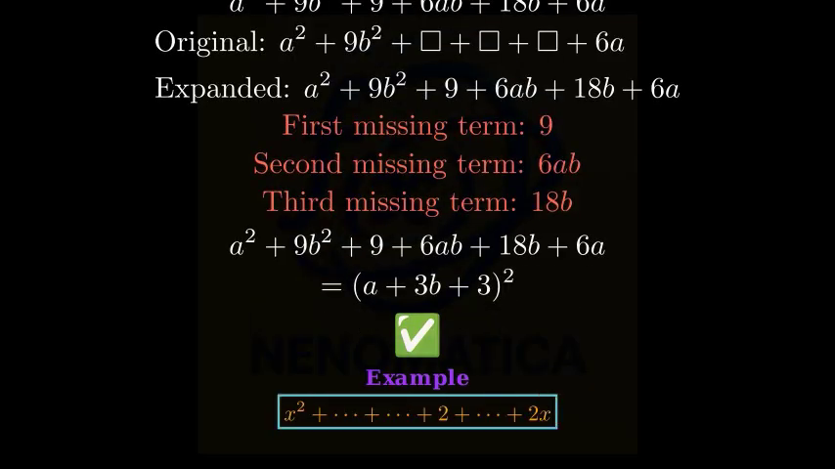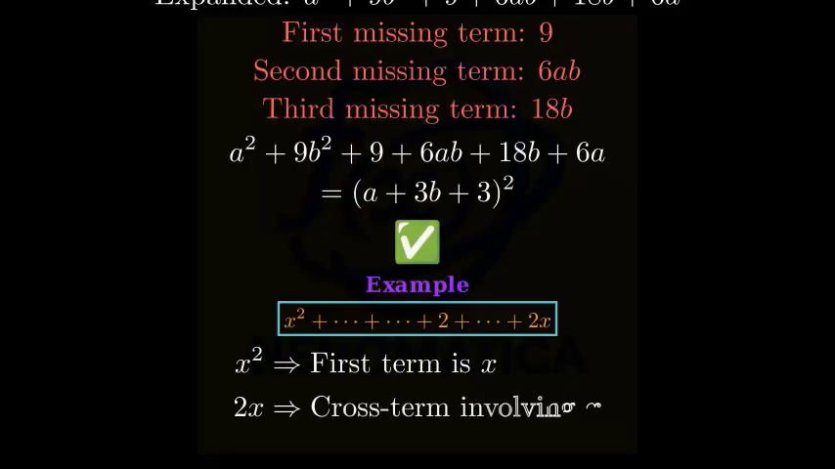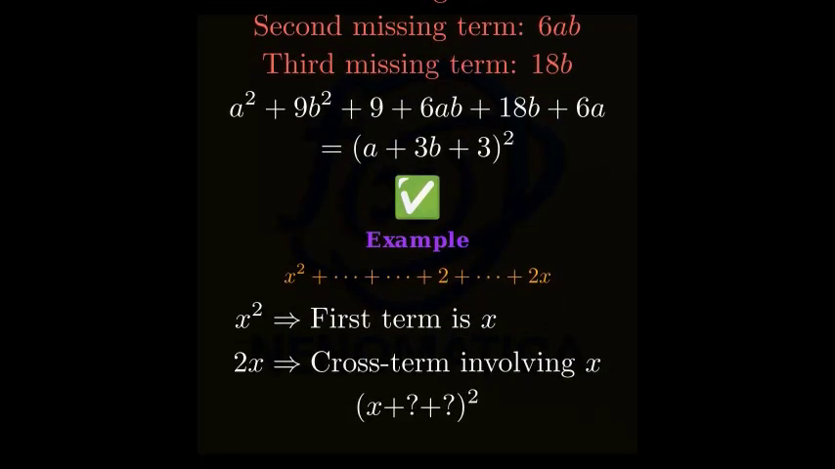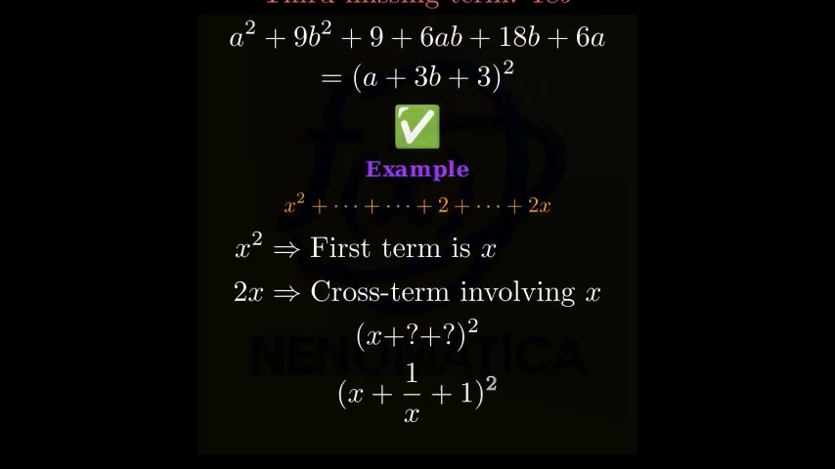Again, we need to find the missing terms to make this a perfect square. For this problem, we'll again try to form a trinomial squared. We have x squared and 2x as terms. This suggests a pattern like (x plus something) squared. Let's try the pattern (x plus 1 over x plus 1) squared.